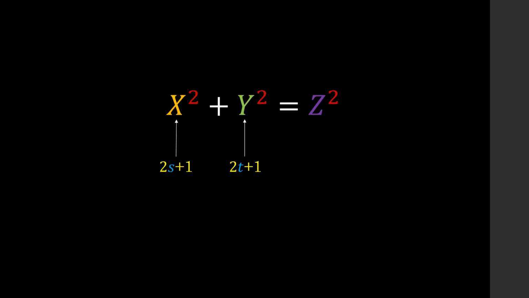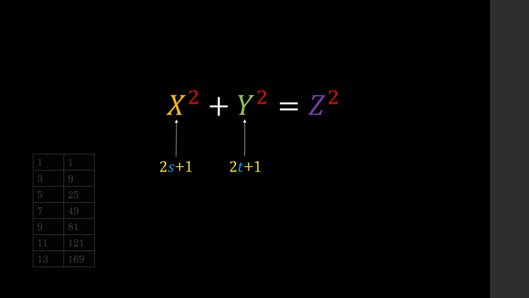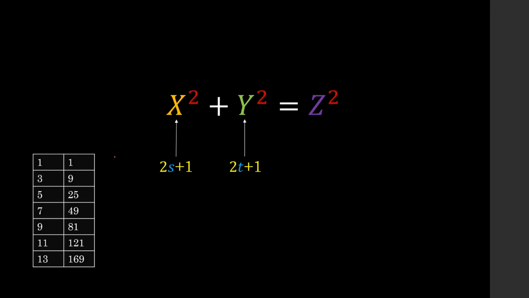And at first sight, there might not seem to be a problem with this. But let's see, we've got odd numbers and they're squared. So maybe we want to look at what happens when we square odd numbers. And if I look at this table here, you'll see that 1 squared is 1, 3 squared is 9, 5 squared is 25, and so on.